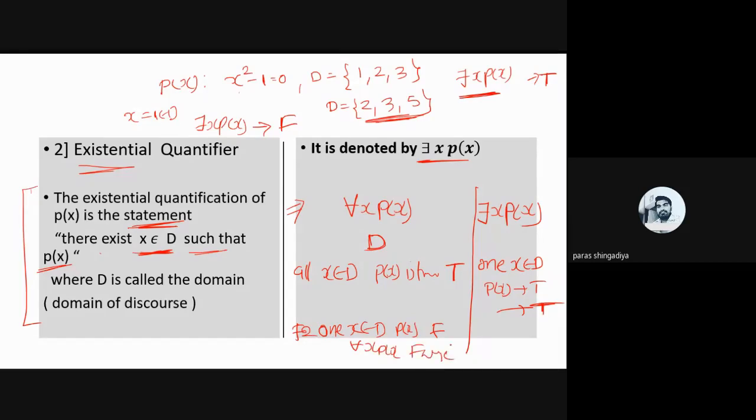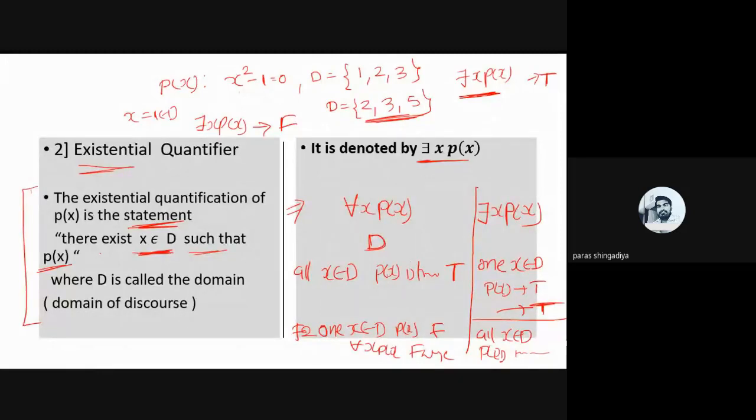Okay, for a single x belongs to D, if for any one value it is false, then the universal quantifier will be false. And here you have to consider all x belongs to D. For all x belongs to D, if P(x) becomes false, then the existential quantifier will be false. Okay, so this is the difference between universal quantifier and existential quantifier.